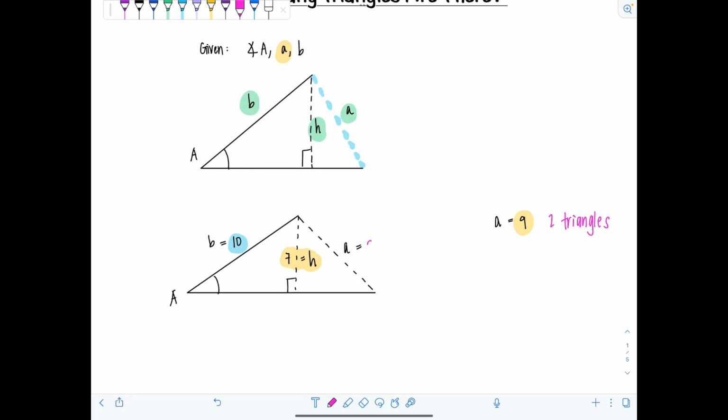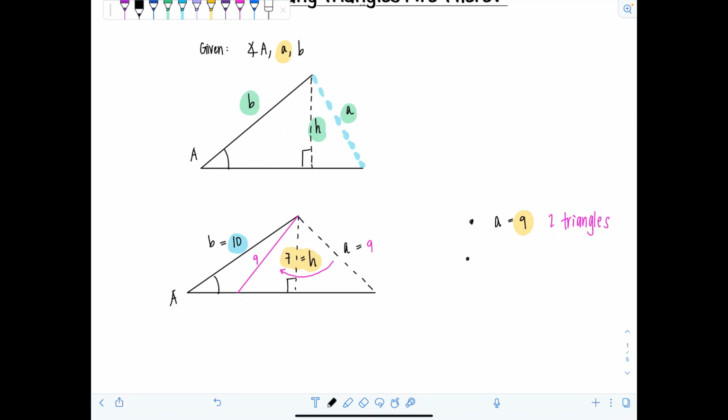Since if this is 9, then it's shorter, it can swing in, and we have this other possible triangle over here, assuming that side is 9, okay? So here are your options. This is scenario 1. If A is 9, we have two triangles.